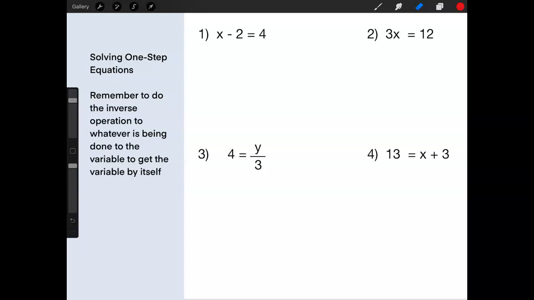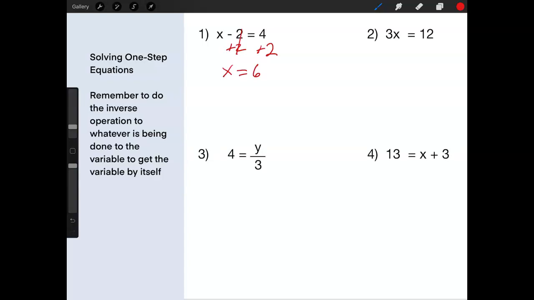I have 4 examples to illustrate. Example number 1. X minus 2 equals 4. The inverse or opposite of subtracting 2 is adding 2. So we're going to add 2 to this side. And as I said, to keep balance, we need to add 2 to the other side as well. These 2's cancel out, and we are left with x equals 4 plus 2, which is 6.